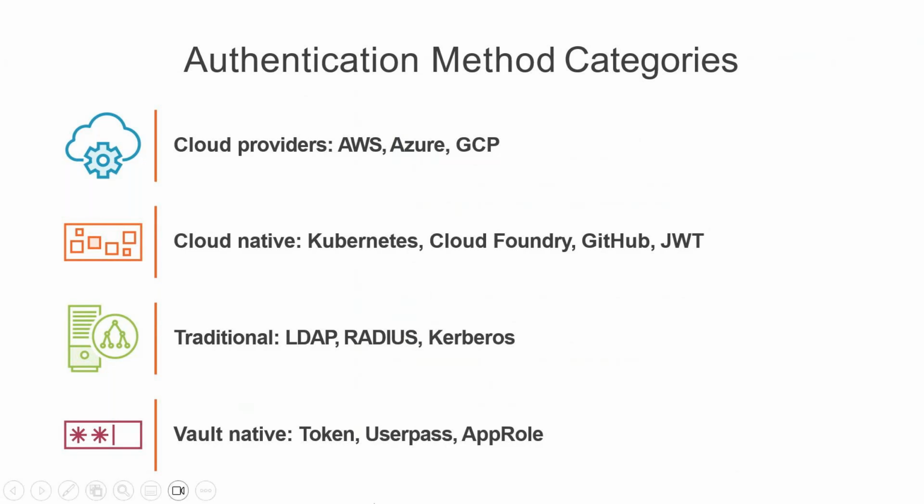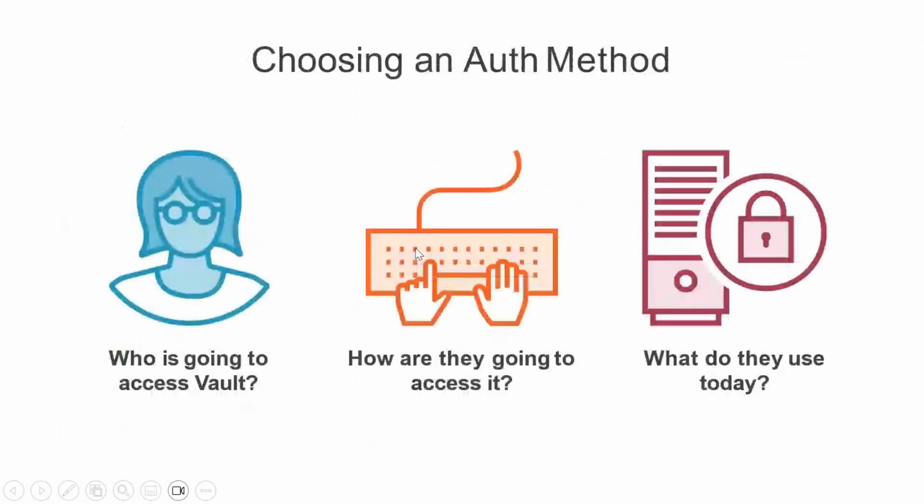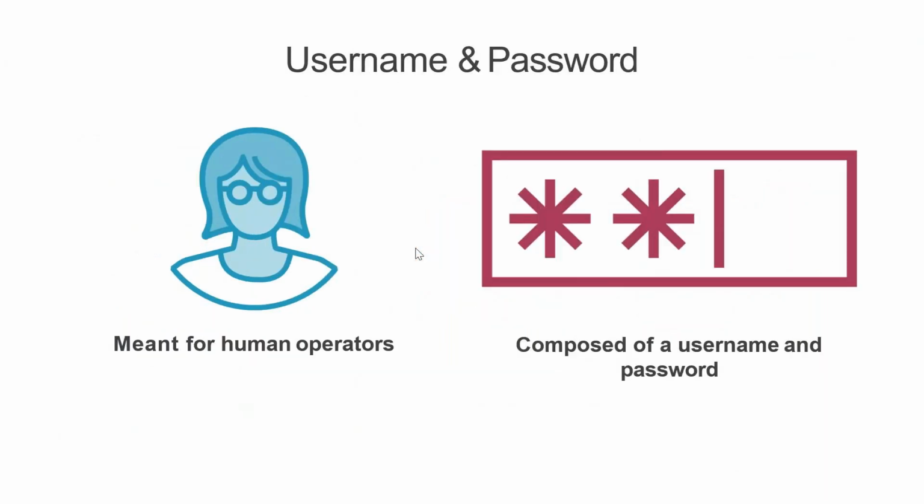So I'm going to show you the demo around Token, User Pass, and App Role because they are the defaults. Not with others, but it's easily integratable. So this is the authentication method. You have to choose very wisely based on who's going to access Vault, how are they going to access it, what do they use today, and stuff like that. You also have to check which is a good solution for you.